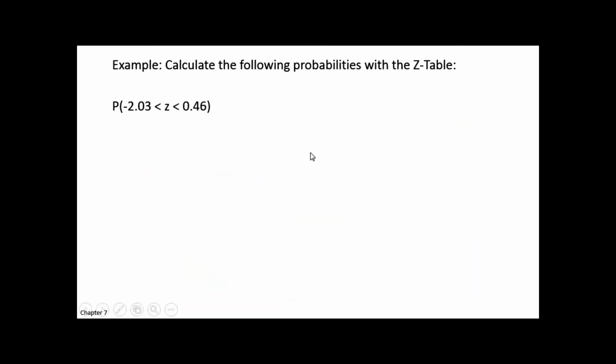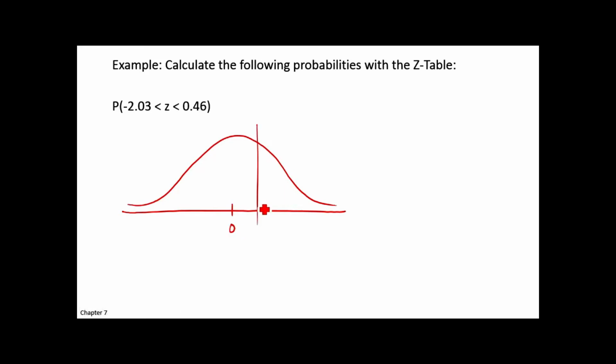What if you wanted to do an in-between probability? So I'm looking at my z-distribution, centered at 0. Here's 0.46. Here's negative 2.03. And I want to go in between. So how do you do something like that? Any ideas how we could find that number? You can find the two tails and then subtract them.